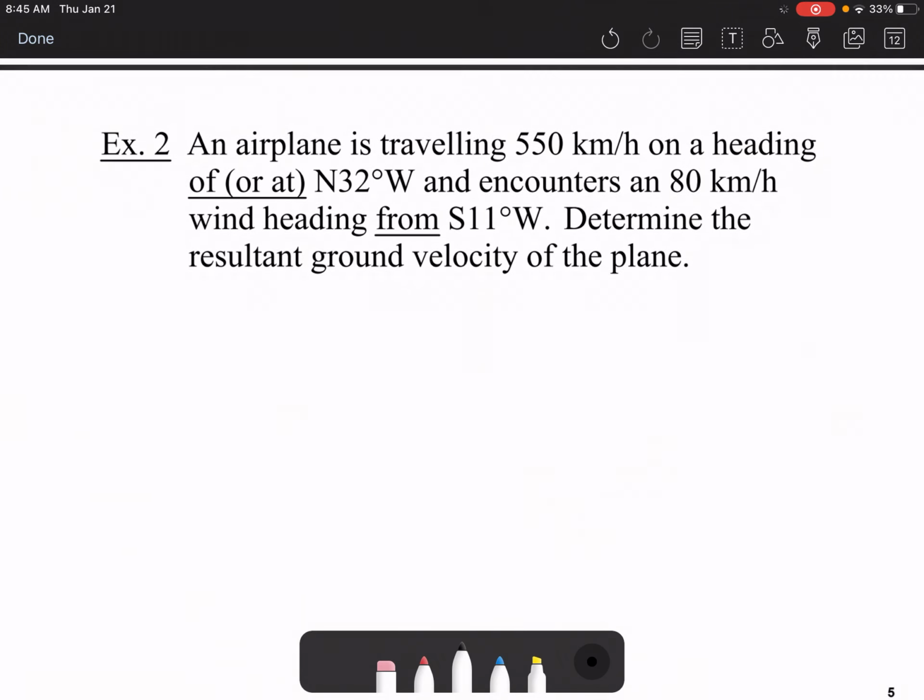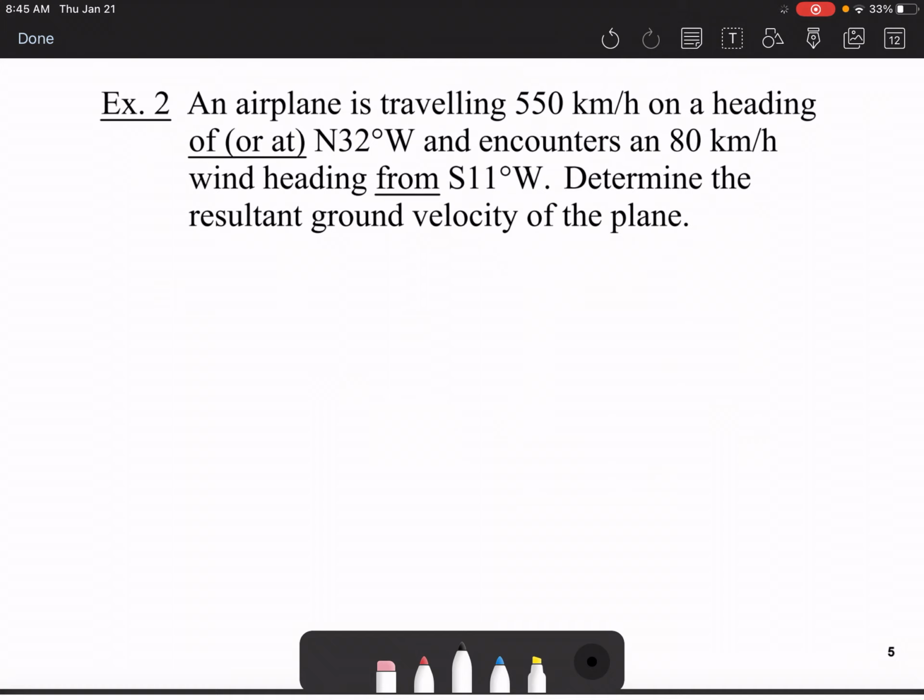Okay, another example. An airplane is traveling 550 kilometers per hour on a heading of, or at, means the same thing, north 32 degrees west, and encounters a 80 kilometer per hour wind heading from south 11 degrees west. Notice the from is different, and that's why I underlined it. Determine the resultant ground velocity of the plane.